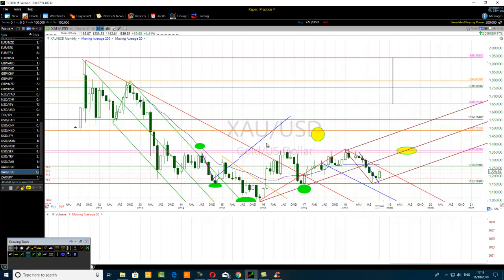So this will conclude our discussion today about Pitchfork tool trading strategy for trading gold, US dollar, precisely.